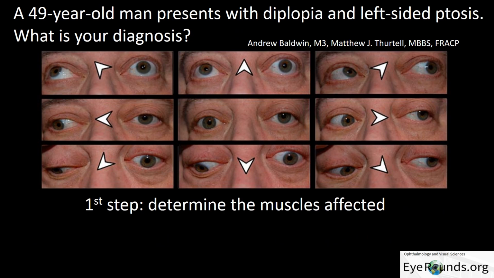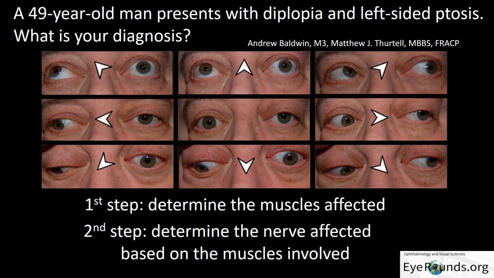The first step in answering this question is to determine the muscles affected. The second step is to determine the nerve involved based on the muscle or muscles affected. So let's start with the first step and talk about general rules for detecting the affected muscles.